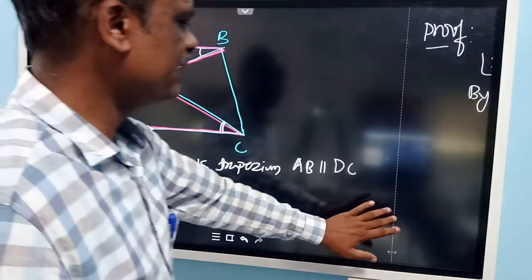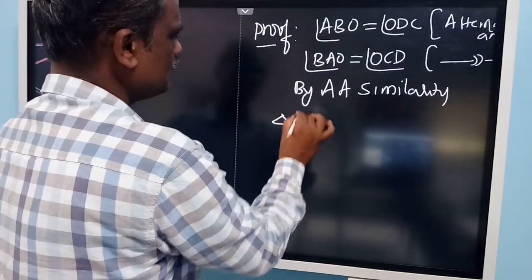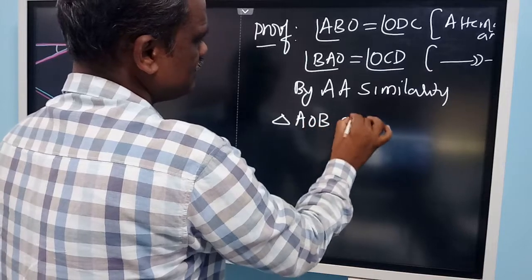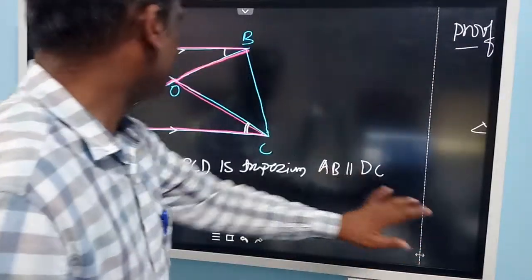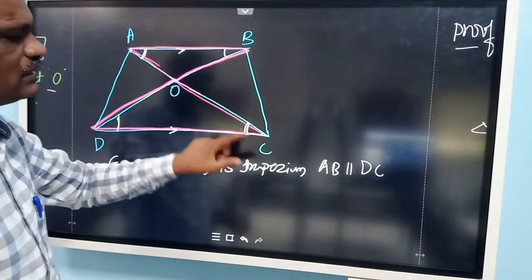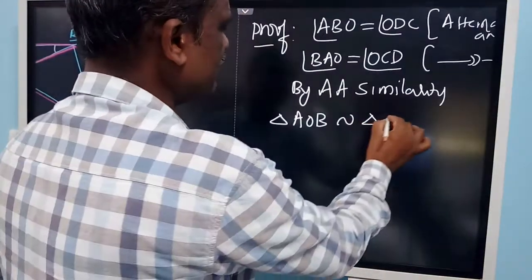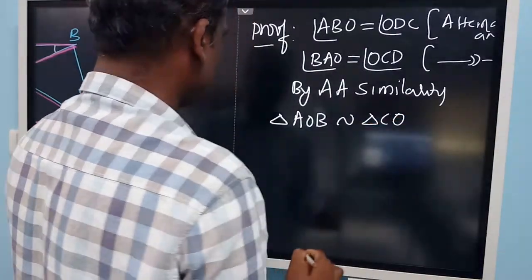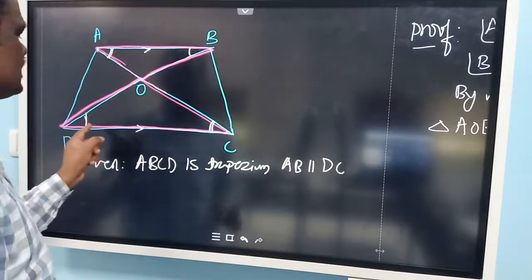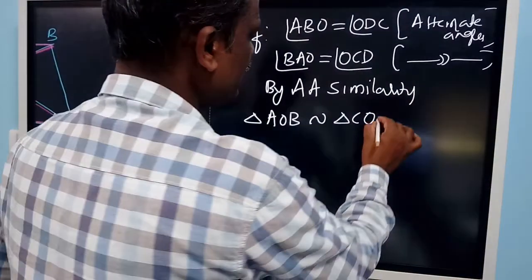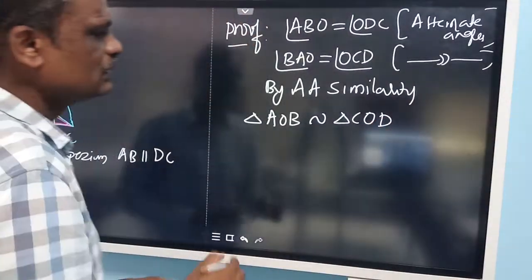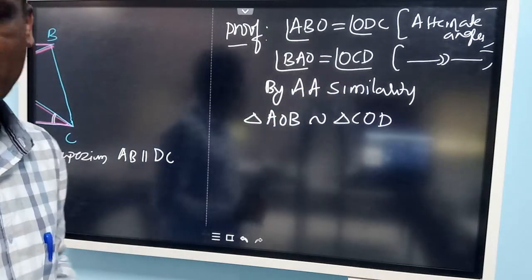I can write triangle AOB similar to triangle. For A, the corresponding angle is C. So in place of A, you write C, O with O only, and for B, the corresponding angle is D. So you can write COD. AOB is similar to COD. This is by AA similarity.